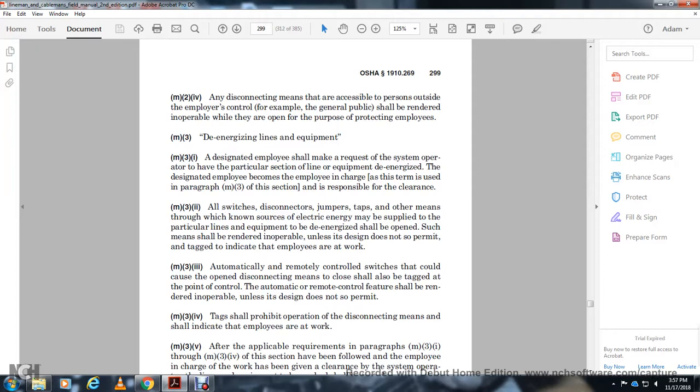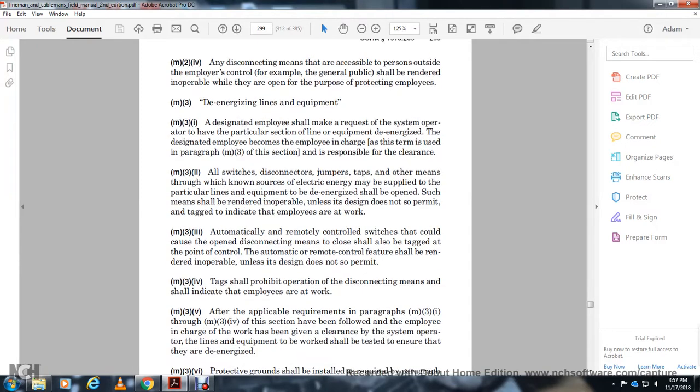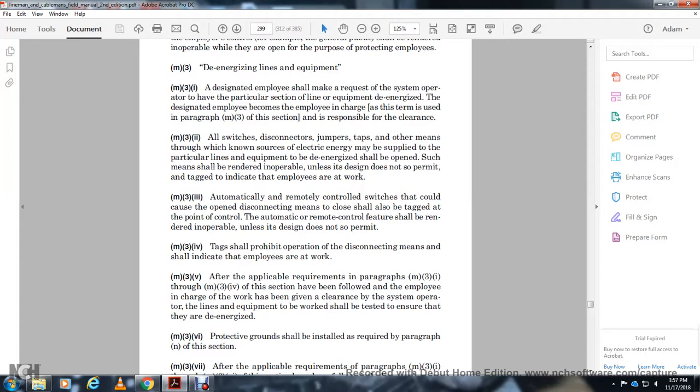The open disconnecting means shall be tagged out, but the point of control with an automatic or remote control feature shall be rendered inoperable unless the design does not so permit. The tag shall prohibit the operation of the disconnecting means and shall indicate the employees at work. After the applicable requirements of paragraphs M31 through M34 of this section have been met and the employee in charge of the work has given the clearance, the system operator's lines and equipment to be worked shall be tested and ensured de-energized.